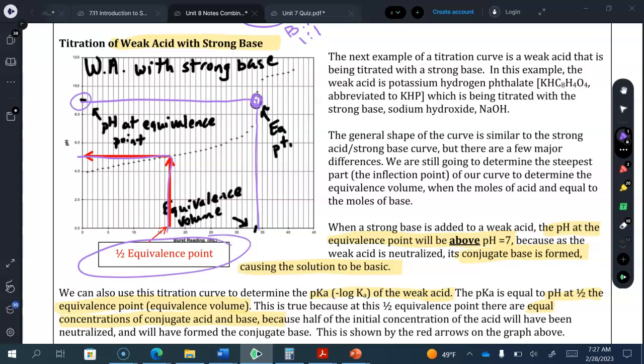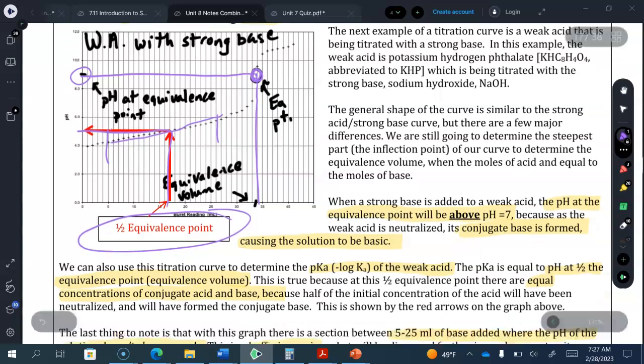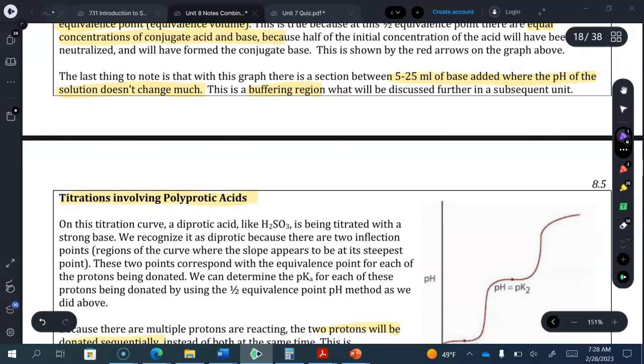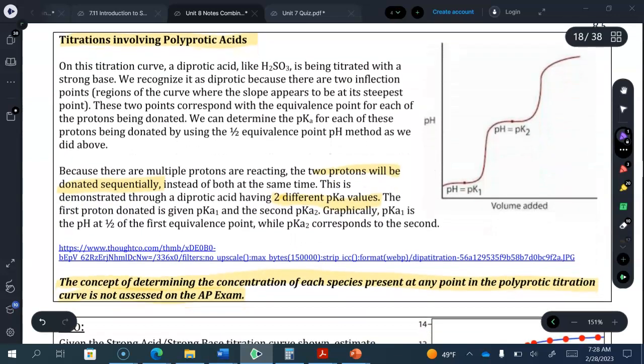The last thing to note is that with this graph, there's a section between 5 and 25 milliliters of base added where the pH of the solution doesn't change much, right? We see that here. This is a very gradual slope, especially compared to the titration of a strong acid with a strong base. This is called a buffering region. This will be discussed further in a subsequent unit when we get to buffers.